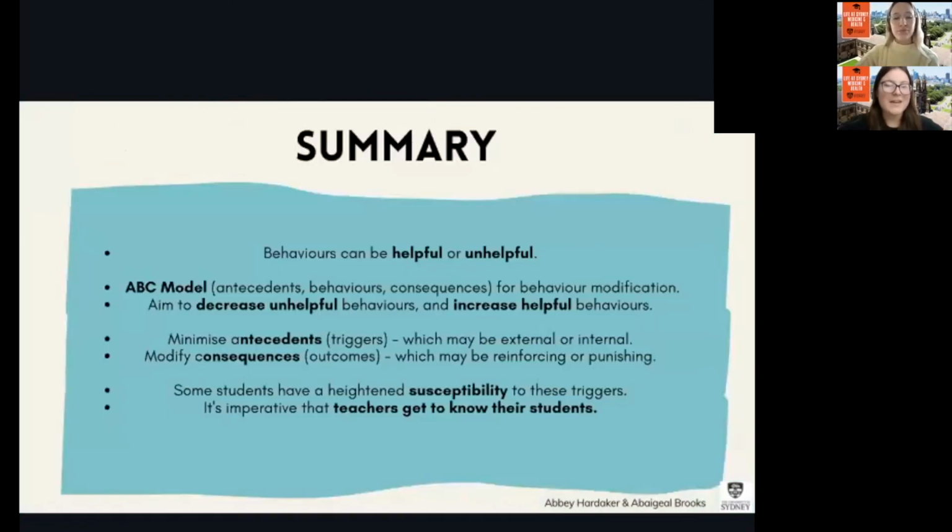In summary, behaviours can be helpful or unhelpful. The ABC model can be used to decrease unhelpful behaviours and increase helpful behaviours. We can achieve this by minimising triggers and modifying consequences. Some students have a heightened susceptibility to these triggers, such as students with ADHD, ODD, and trauma. And it's imperative that teachers get to know their students so that they can identify their behaviours and thus when strategies need to be implemented.